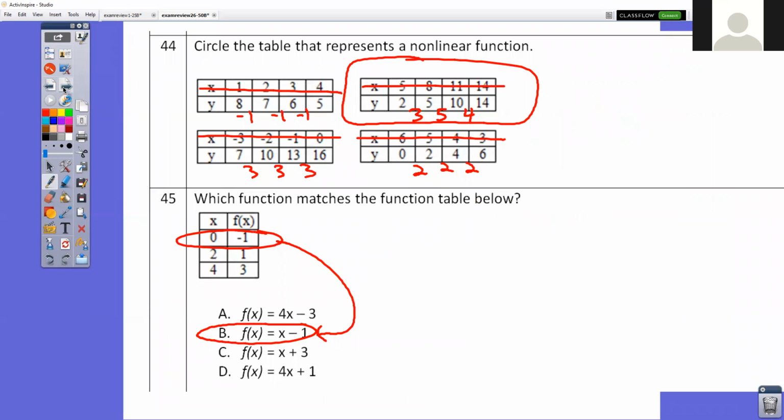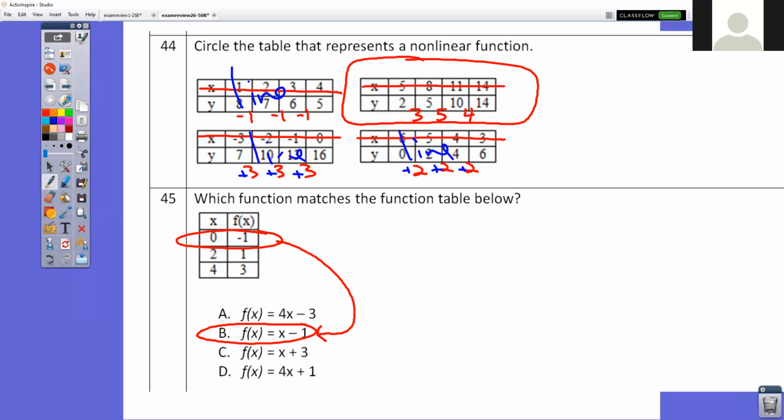In question number 44, which table represents a non-linear? Linear is when you're adding or subtracting by the same number each time. -1, -1, -1. That's going to form a straight line. +3, +3, +3, looking at the y values. +2, +2, +2, looking at the y values. These 3 will form a line.